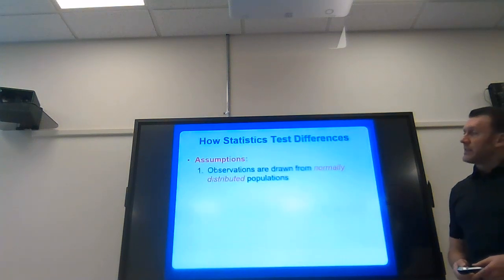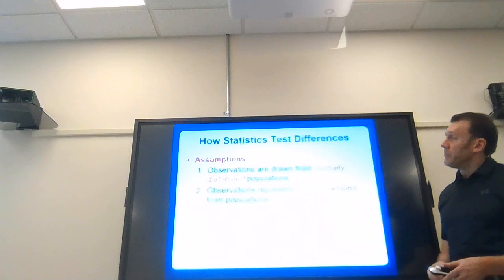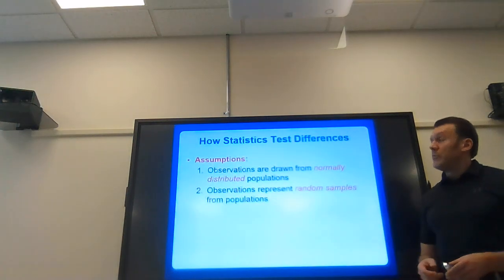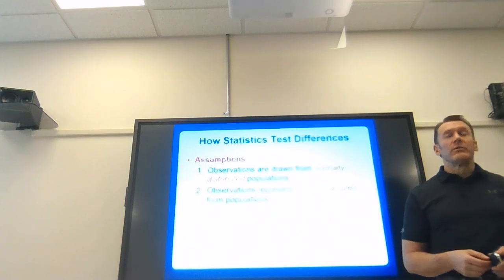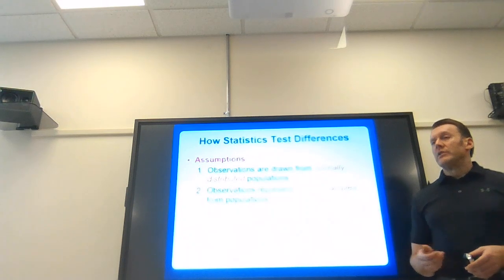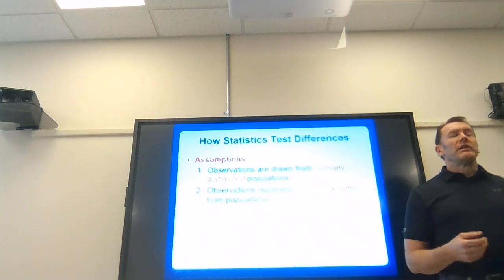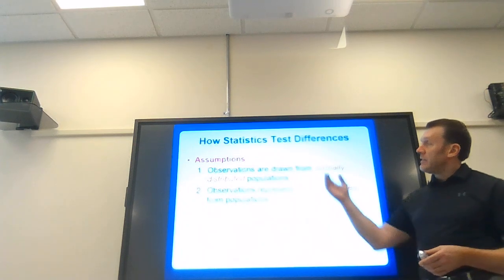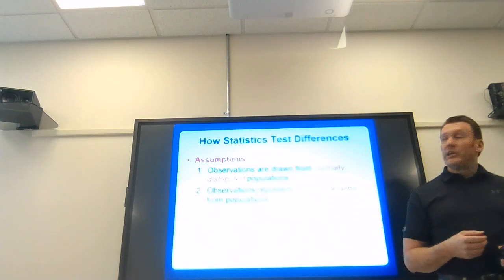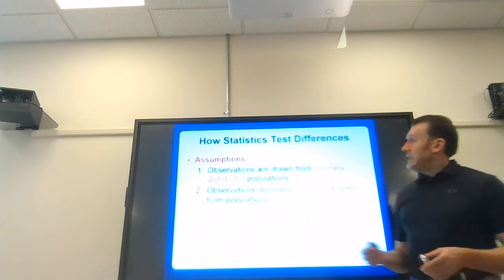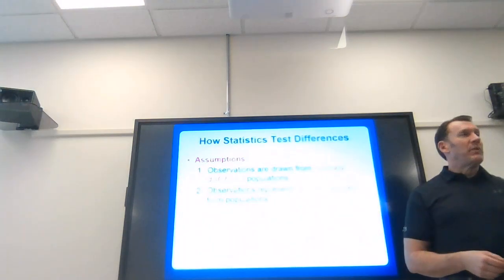Okay, so 2 different assumptions with this statistical testing. The observations are drawn from normally distributed populations. Whatever characteristic we're monitoring, vertical jump, strength, flexibility, these are all characteristics that in a large enough group of people would be normally distributed. The second one is observations represent random samples from the population.